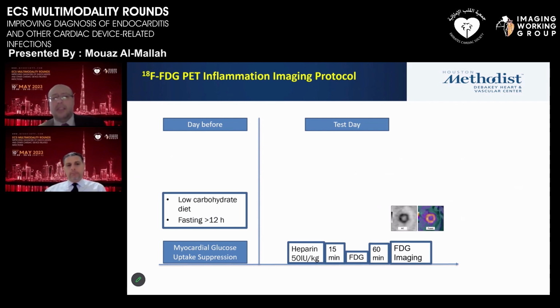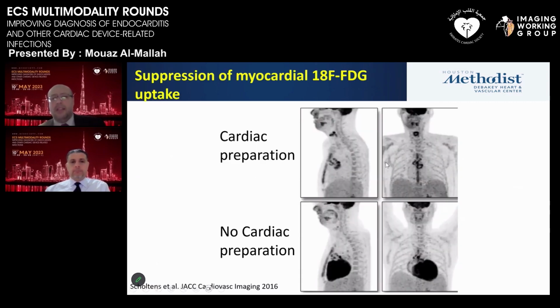That's why we utilize this protocol, which includes a no carbohydrate diet the day before or even 24 hours, fasting for more than 12 hours, and sometimes we give them heparin before the test, and then we image them. You can see here, when I use this protocol, I can suppress the myocardium very well, but when I don't use this protocol, the myocardium will take up FDG and make it very difficult for me to look at the aortic valve and mitral valve. This may not be as difficult if you're looking outside the myocardium, but if you are looking at the aortic and mitral valve, especially for abscesses, you need to utilize this protocol.